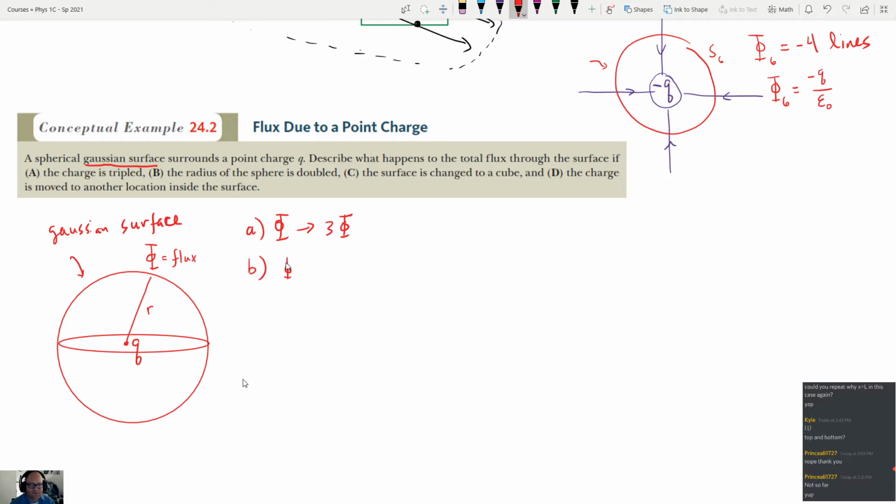Because again, it does not matter what the shape of the surface is. What happens if the surface is changed to a cube? Nothing. Flux is the same. No change. And what if the charge is moved to another location inside the surface? Now, we haven't actually addressed this, but what that would mean is we take our charge here and we move it, let's say over here. What about now? Let's draw the field lines. It doesn't change. That's the right answer. So D is flux is the same.